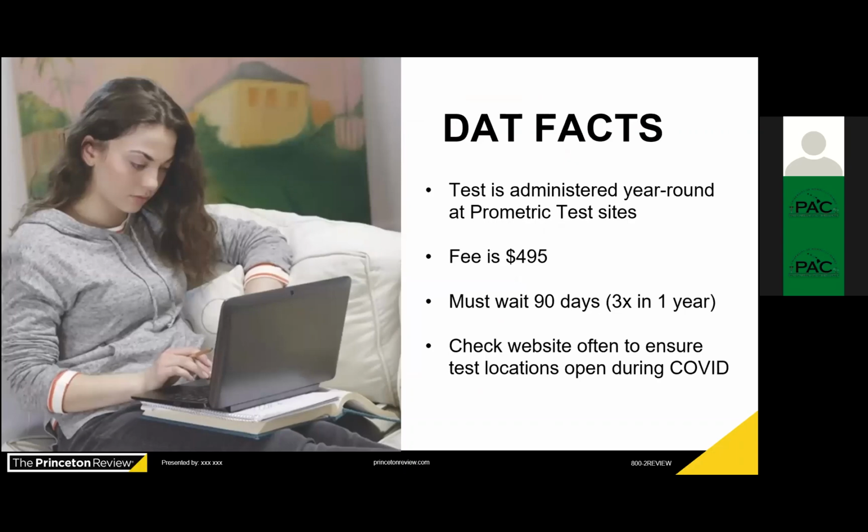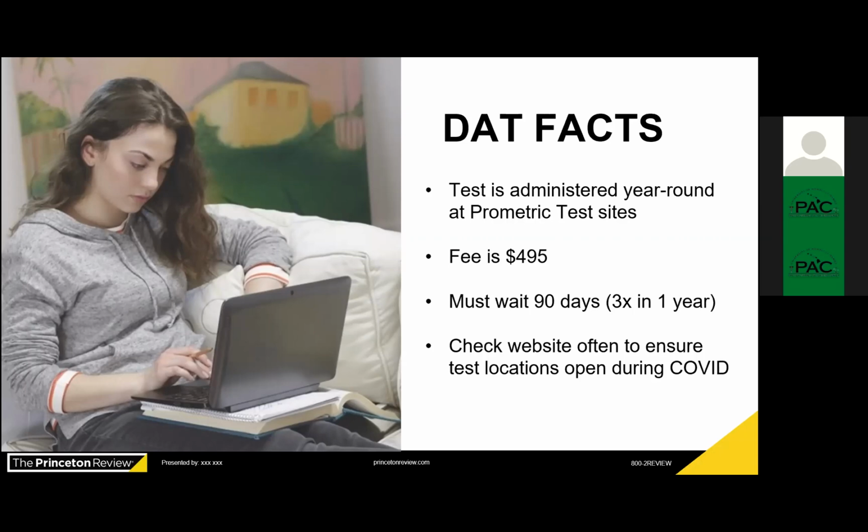Like I said, it's administered at Prometric test centers in the US, and there are a limited number of test centers and seats, therefore it's highly recommended that you register for the test as early as possible. The fee for the DAT is $4.95. Last I checked, they tend to increase the fee every year, but I did this presentation about a couple months ago, and so that is the most up-to-date as far as that. But again, maybe they've raised it again. Check the ADA website just in case. But last time I checked, it's $4.95.